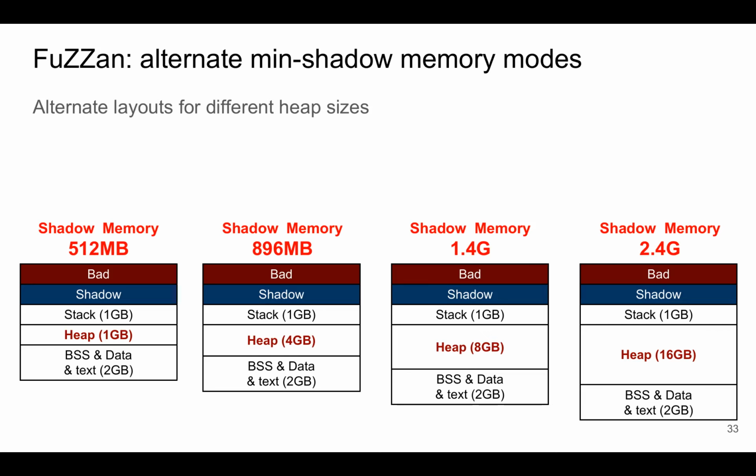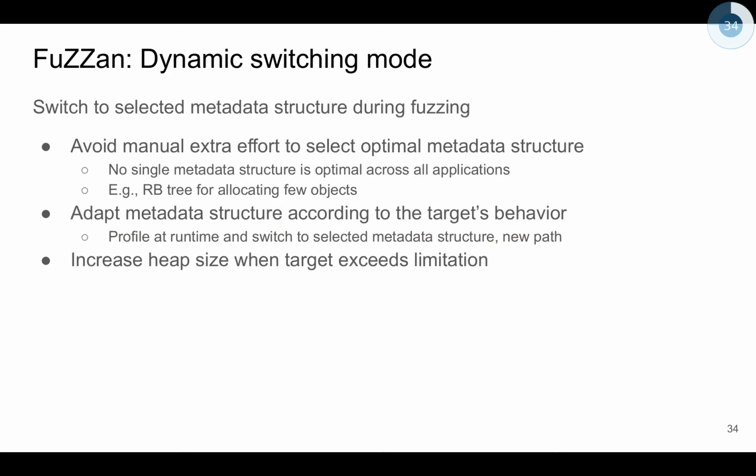So the dynamic switching then alternates between these different modes and avoids manual effort to select the optimal data structure, right? So you could select one of the different minimal modes, the red-black tree, or anything else. So the red-black tree has very high cost if you have more frequent accesses. But if you're just starting to fuzz, it may be efficient enough because you only have few memory accesses and very few allocations, deallocations. And this log n is not going to hit you too much.